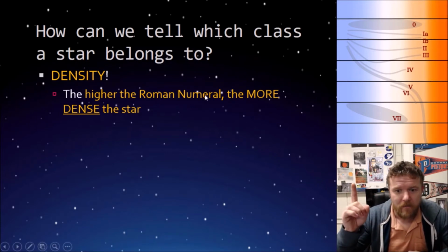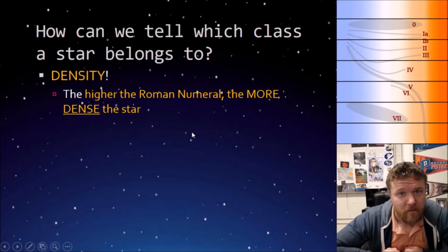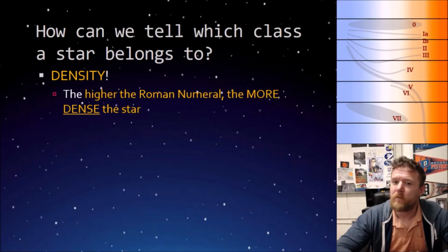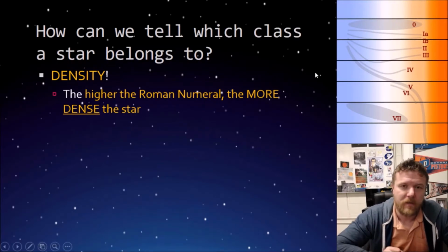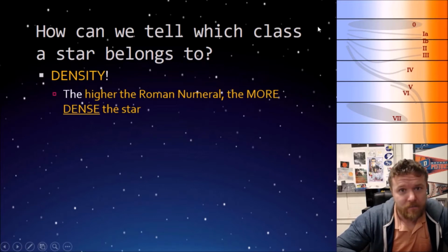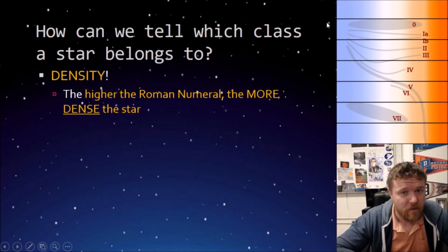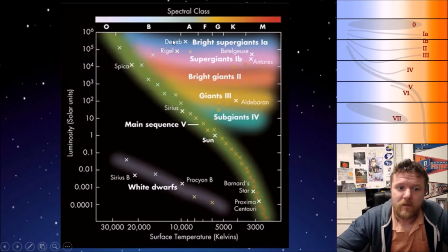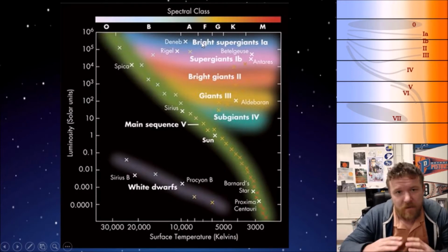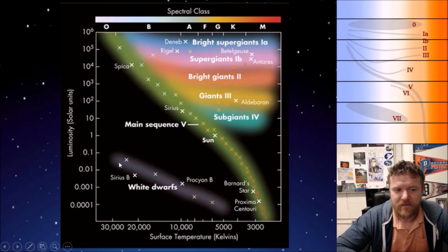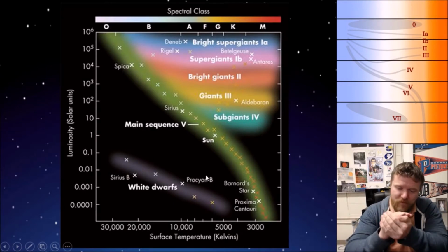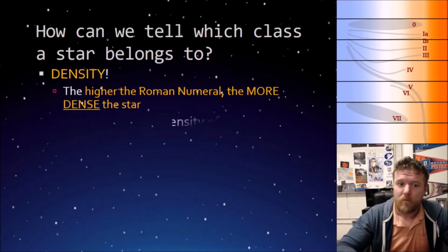If you guys look above my head, the highest Roman numeral is a 7. That's a white dwarf. The lowest Roman numeral, well, it's a 0. It's not technically a Roman numeral. That's going to be the biggest possible star, all the way up here. The biggest stars are going to be the least dense. So the biggest supergiants are the least dense. They're the most spread out. And the tiniest stars are going to be the most dense, the most compacted together. Higher the Roman numeral, the more dense the star.